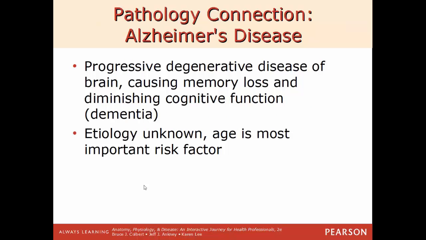All right, now we'll talk about another pathology connection. We'll talk about Alzheimer's disease. It's a progressive degenerative disease of the brain, which will cause memory loss and diminishing cognitive function, or dementia. And etiology is unknown, but age is the most important risk factor. The older you are, the more likely that you will develop this.